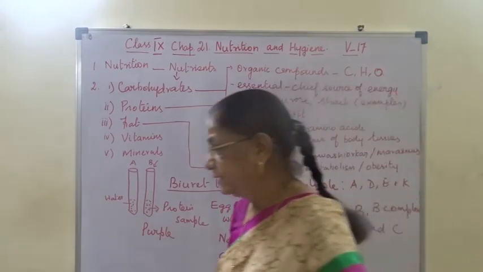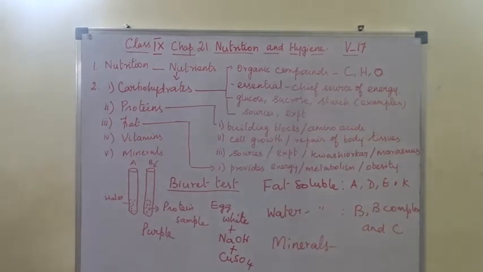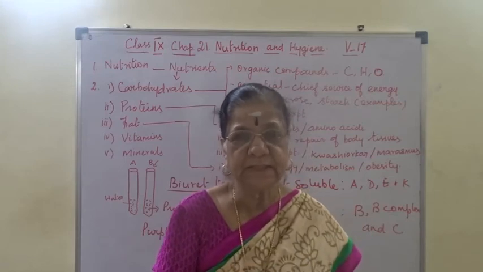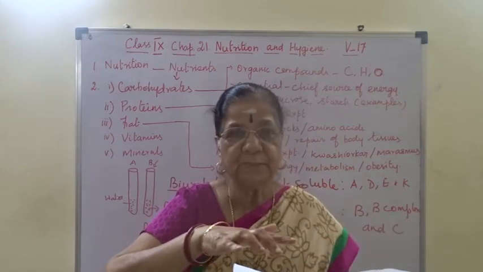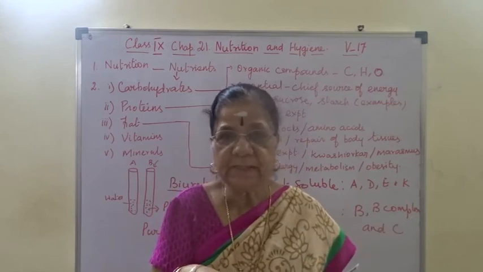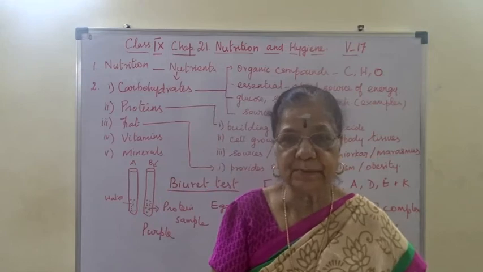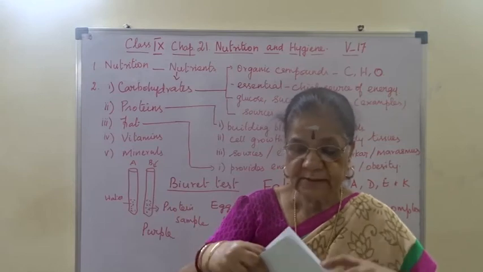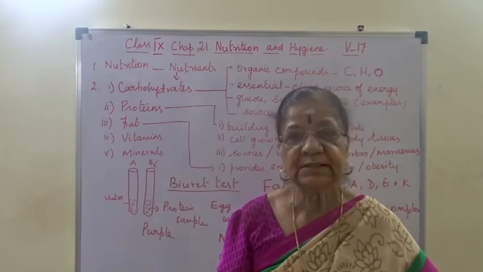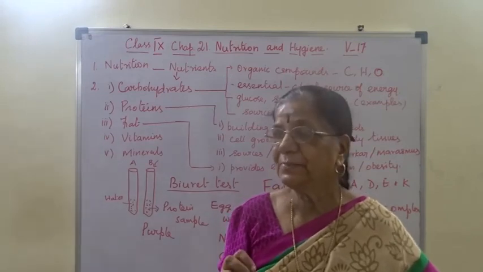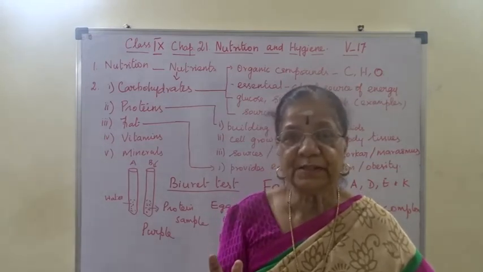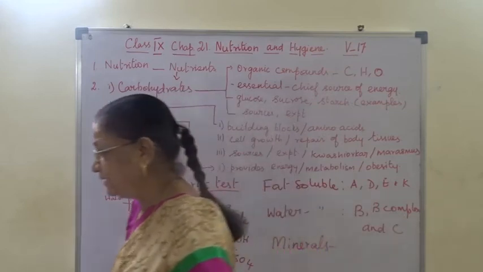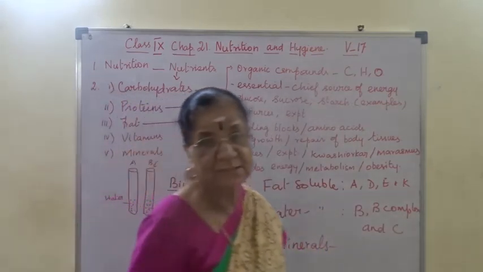Then fat can be tested for its presence. For example, you take 2 sheets of paper and keep an oily item, like an oily vada, on it and press it. The paper becomes oily, right? Then remove the sample. The oily paper will look somewhat transparent. If you hold it to the light, that is a translucent area. So that shows the presence of fat.